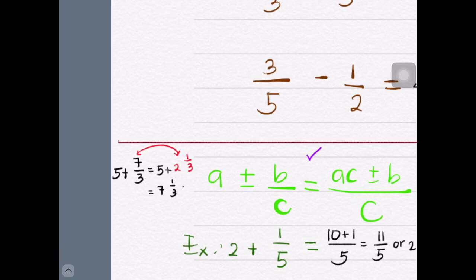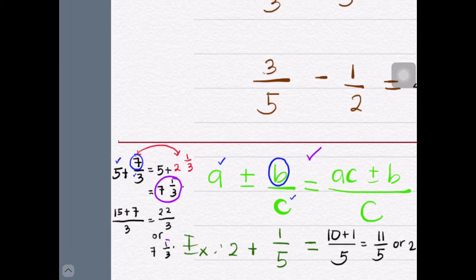Now, using the algorithm that we discussed earlier, we now have to multiply the whole number 5 to the denominator 3, so that would give us 15, plus the numerator that owns the denominator 3, which is 7, all over the same denominator, which is 3. So that would give us 22 over 3, which is in mixed form, 7 and 1/3. There you go. Different ways, yet both gave us the same answer.